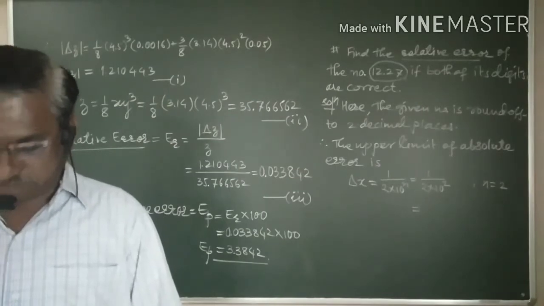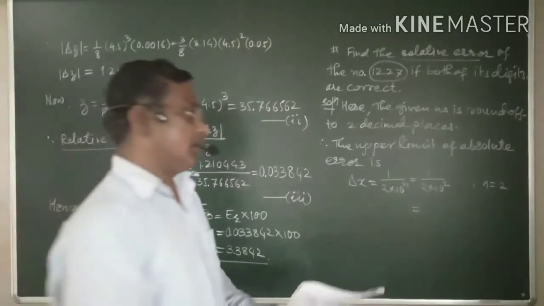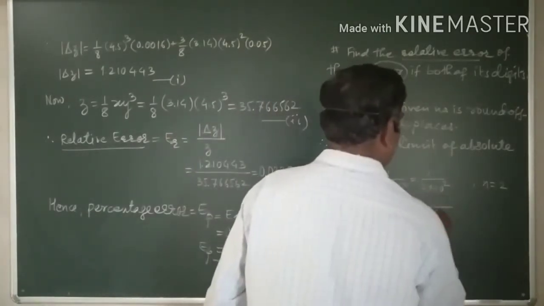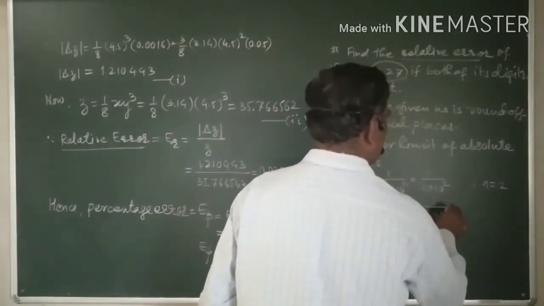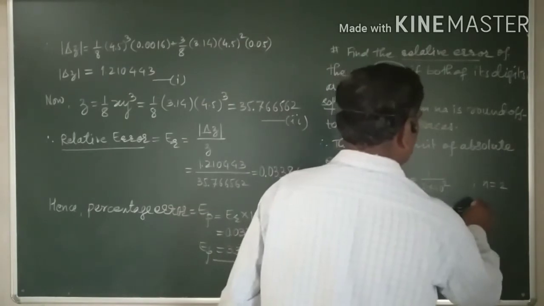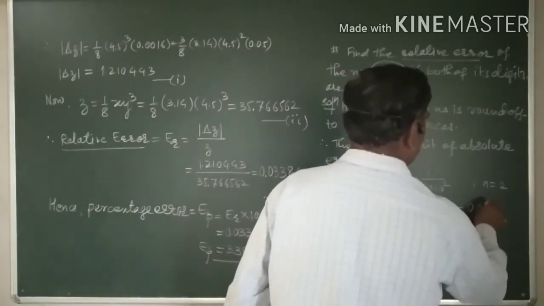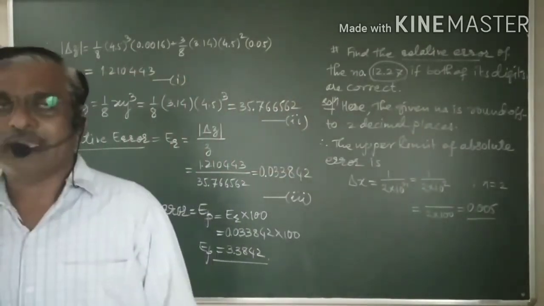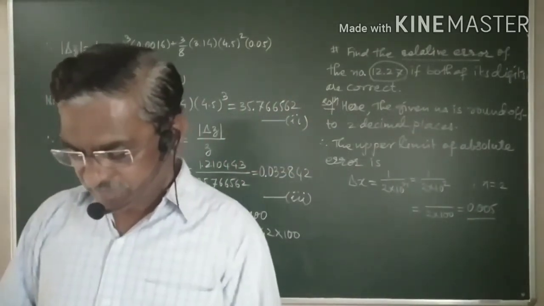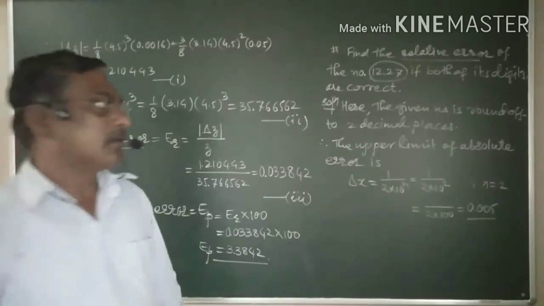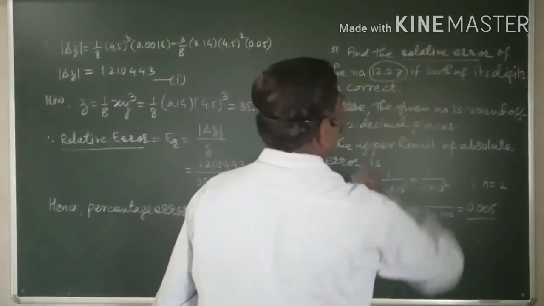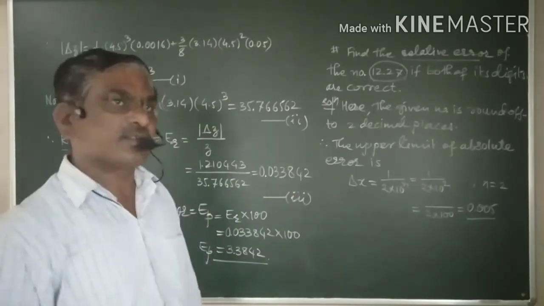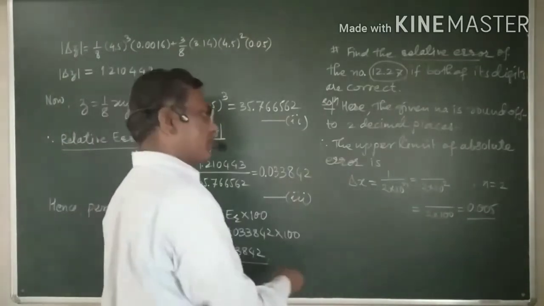How much is this one? Can anybody tell me? Yeah, this is 2 into 100, and if you count this calculated one, it is 0.005. Well, this is what you have as the upper limit for absolute error. Now our question is the relative error. To find the relative error, we first need to find the absolute error, or the upper limit for the absolute error.